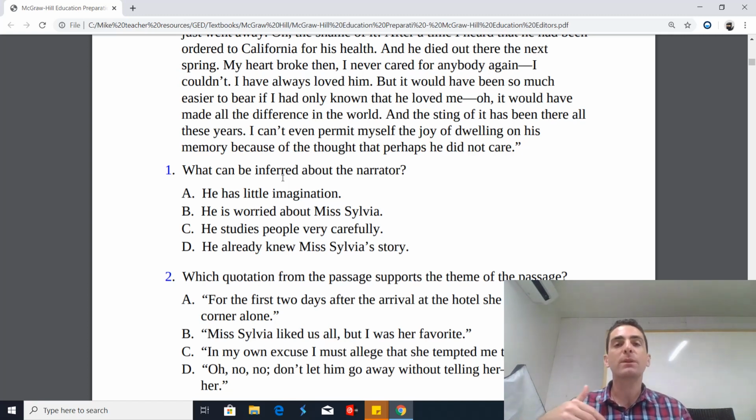So that's what it means to infer, or that's what it means to make an inference. That's another way you might see it in the GED RLA test, make an inference. Okay, so what can be inferred about the narrator? Obviously, we can't answer that question right now. So we need to read through and then answer the questions.